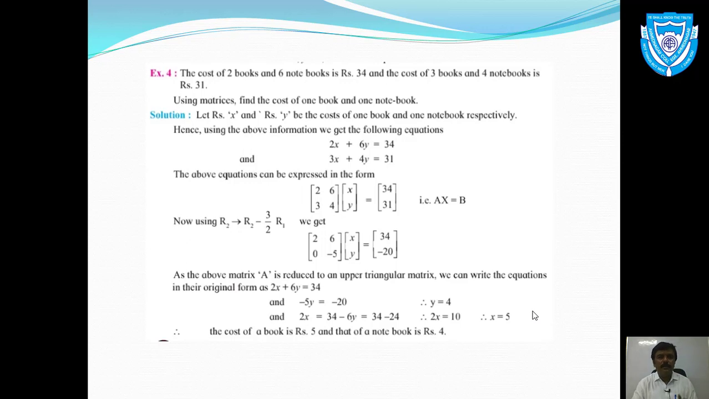Now some information is given to us. The cost of 2 books and 6 notebooks is rupees 34, and the cost of 3 books and 4 notebooks is rupees 31. Using matrices, find the cost of 1 book and 1 notebook. Okay, now some information is provided to us.